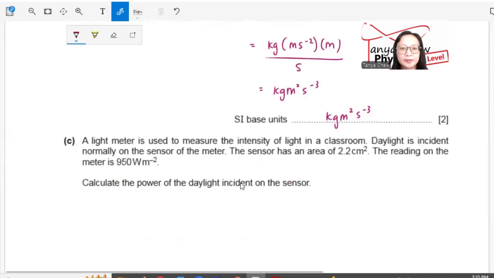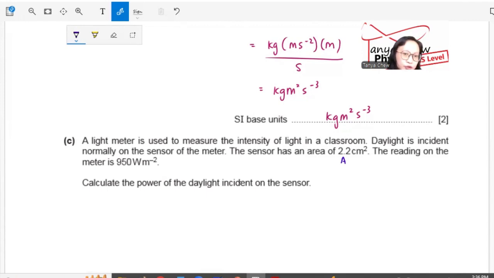C. A light meter is used to measure the intensity of light in a classroom. Daylight is incident normally, normally meaning 90 degrees, on the sensor of the meter. The sensor has an area of 2.2 cm square. The reading on the meter is 950 watt per meter square. Calculate the power of the daylight incident on the sensor. You have to recall the equation of intensity because intensity is given. To help you identify which equation you are supposed to use, I write down: this is area and this is watt per meter square. Watt is the unit of power.